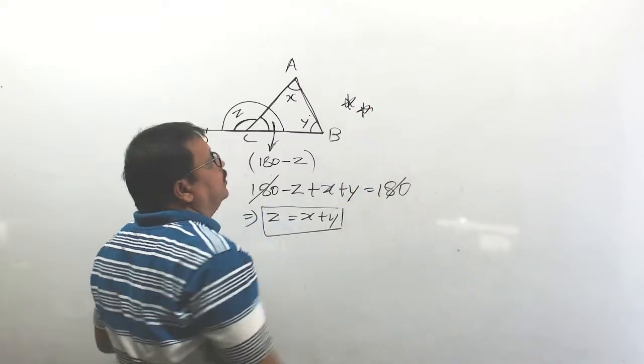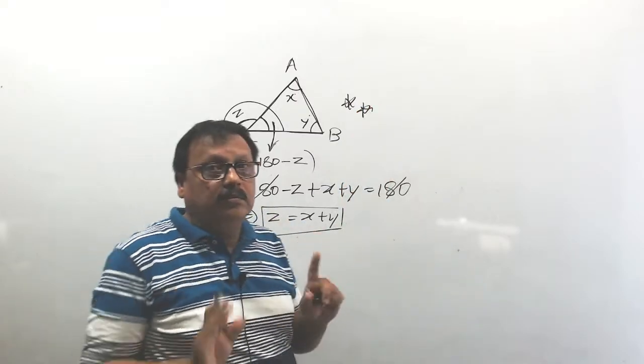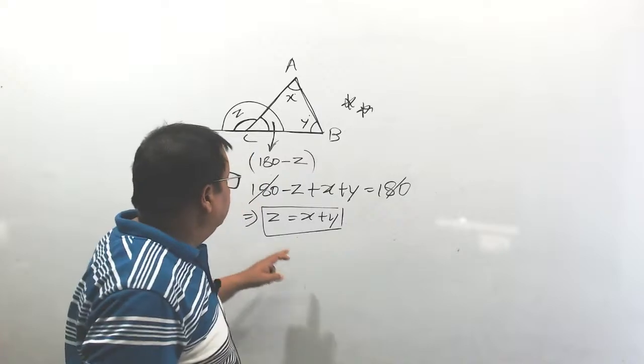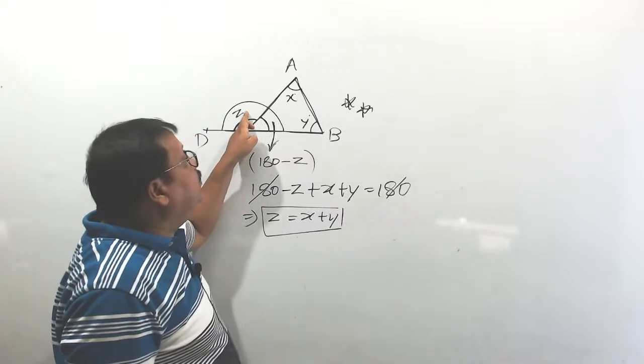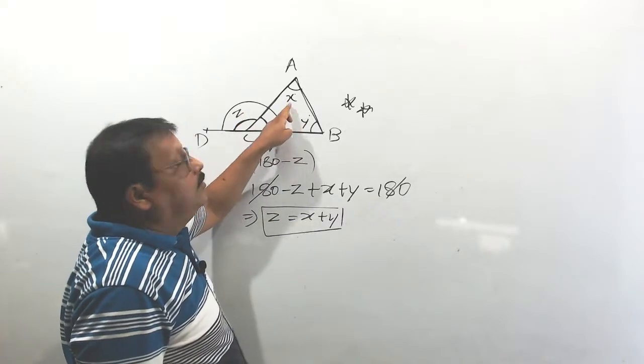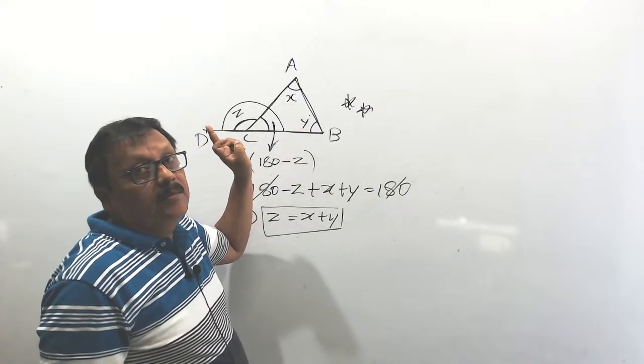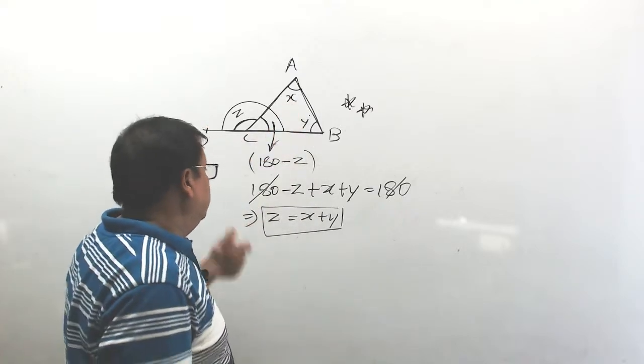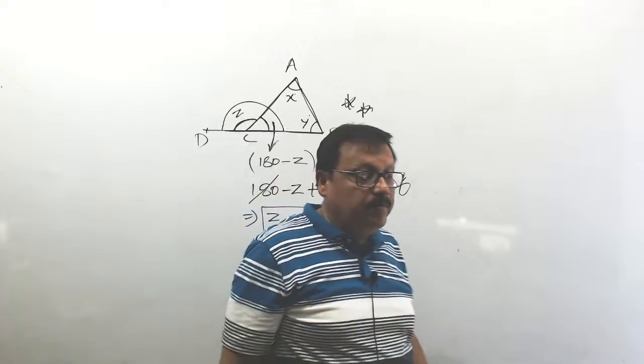Why it will help you? We do not know. God knows. That means exterior angle is equal to sum of interior opposite angle. Two angles. Okay. Right. There is another theorem.